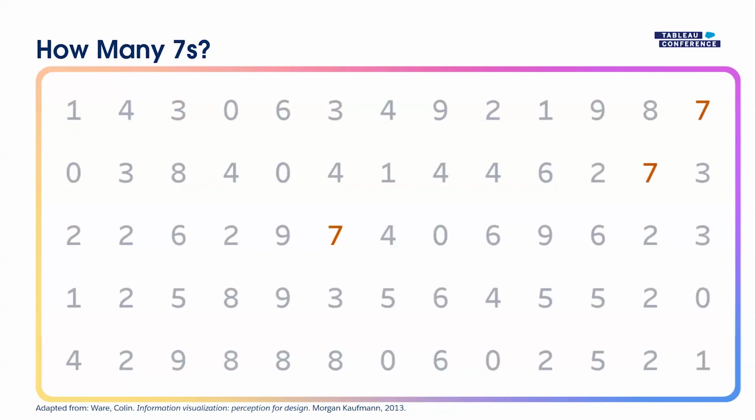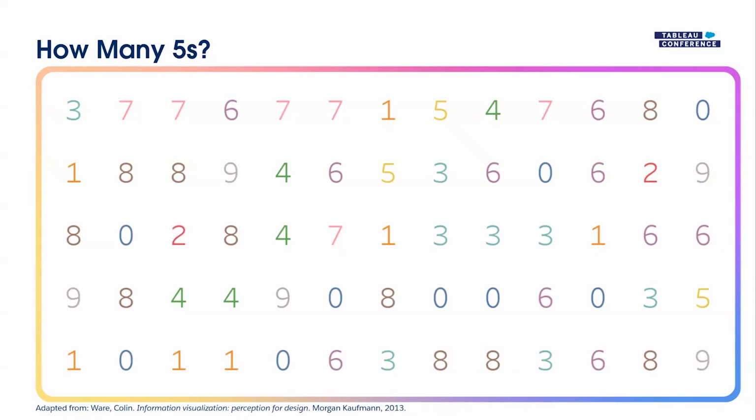How many 7s? I see some new faces answering the chat. So yes, the answer is 3. It was probably very easy because the 7s are a completely different color. The different color or hue makes the data pop. In other words, color matters. How many 5s?